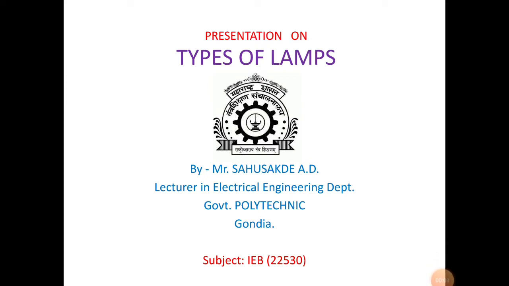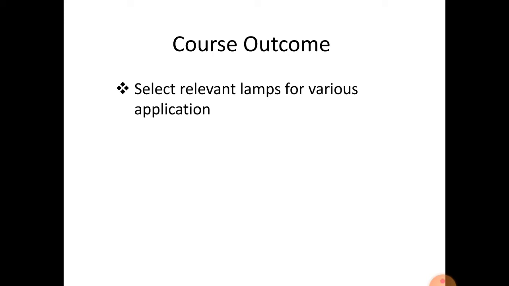Today we will see the presentation of the different types of lamps, which is unit number 2 of the subject Illumination Engineering of 5th semester of the Electrical Engineering of diploma students. The course code for the subject is 22530. At the end of this presentation, the student will be able to select the relevant lamps for various applications. This is the course outcome for this unit.